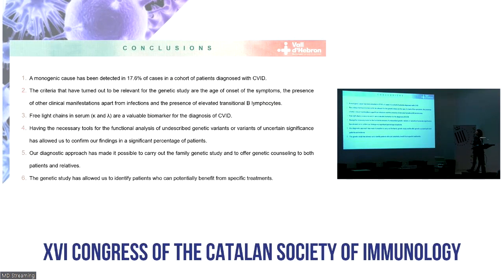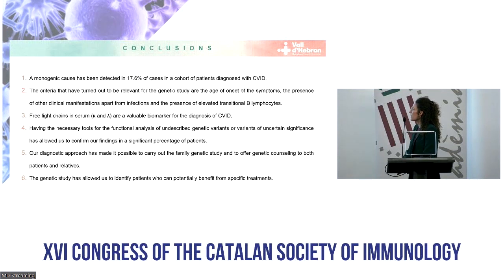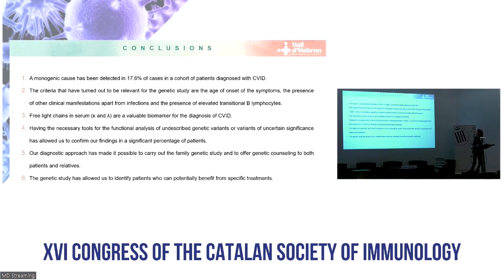So to conclude, a monogenic cause has been detected in 17.6% of cases in a cohort of patients diagnosed with CVID. The criteria that have turned out to be relevant for the genetic study are the age of the symptoms, the presence of other clinical manifestations apart from infections, and the presence of elevated transitional B lymphocytes. The free light chains in serum, kappa and lambda, are a valuable biomarker for the diagnosis of CVID. Having the necessary tools for the functional analysis of undescribed genetic variants or variants of uncertain significance has allowed us to confirm our findings in a significant percentage of patients.